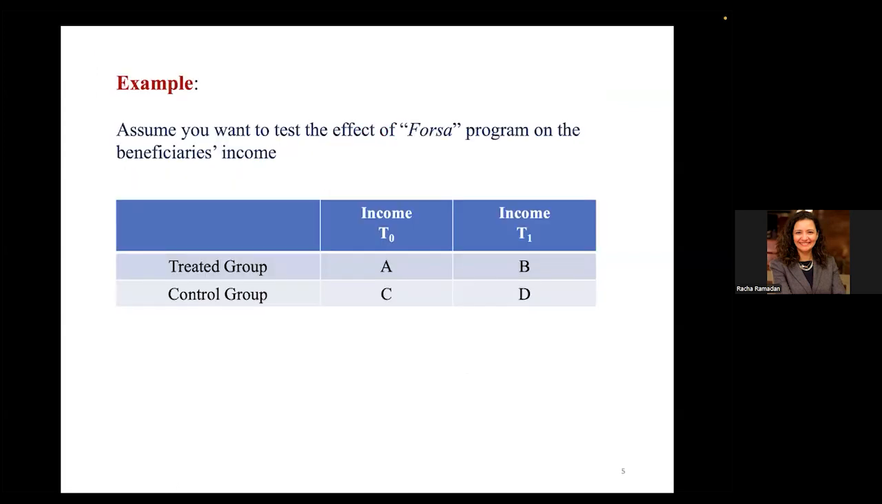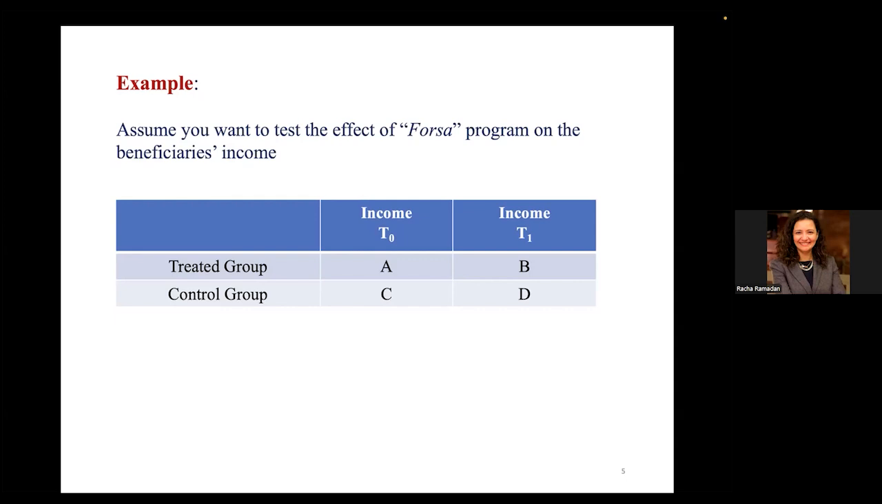In Egypt, yesterday I talked to you about the program Takaful. We have another program called Forsa, or Opportunity, which is kind of the graduation program from Takaful. So Takaful provides conditional cash transfer, and Forsa provides the beneficiaries of Takaful with training and capacity building and access to economic opportunities to graduate them from this program, so they will start having their jobs and their access to economic opportunities. Assume I wanted to test the impact of the Forsa program on the income of the beneficiaries.